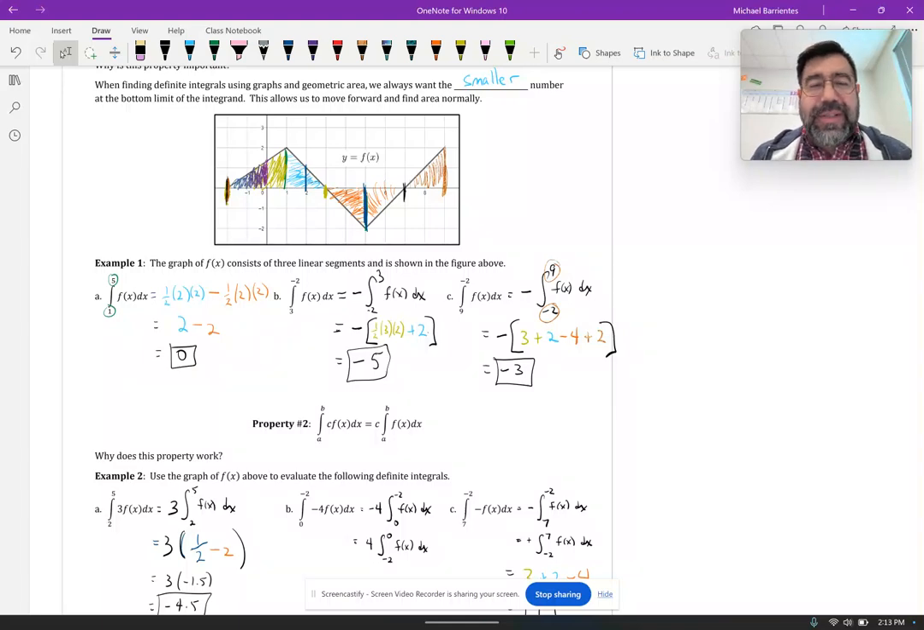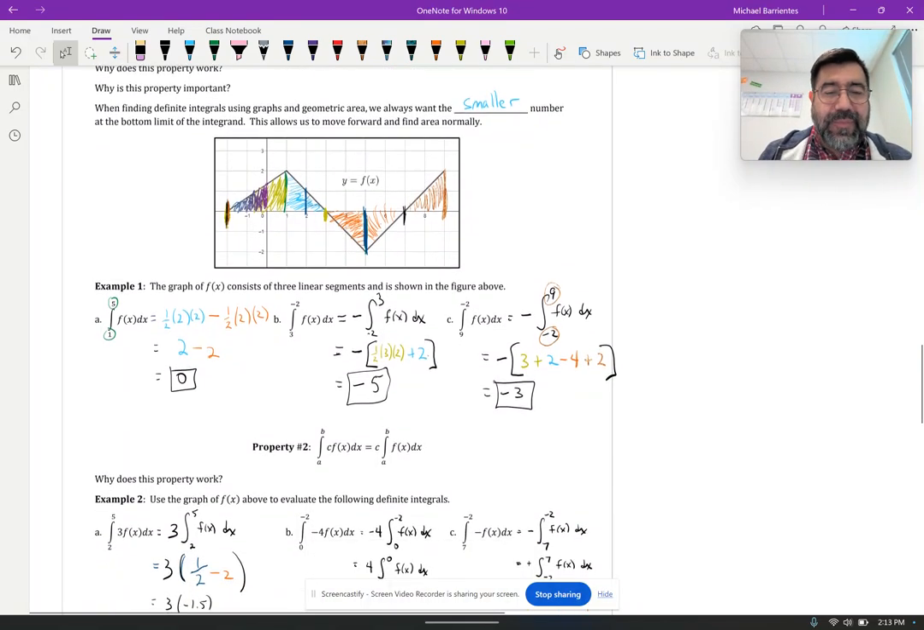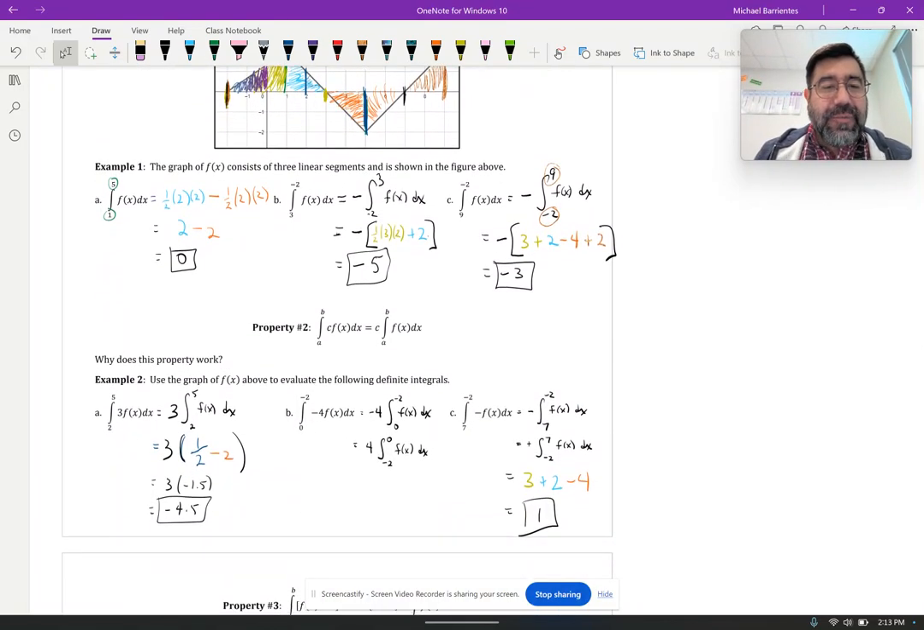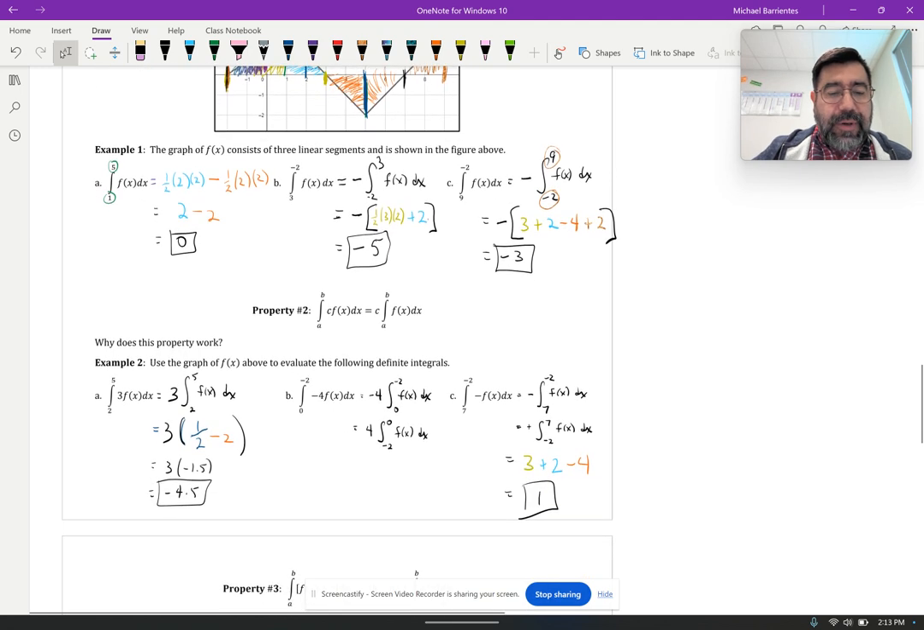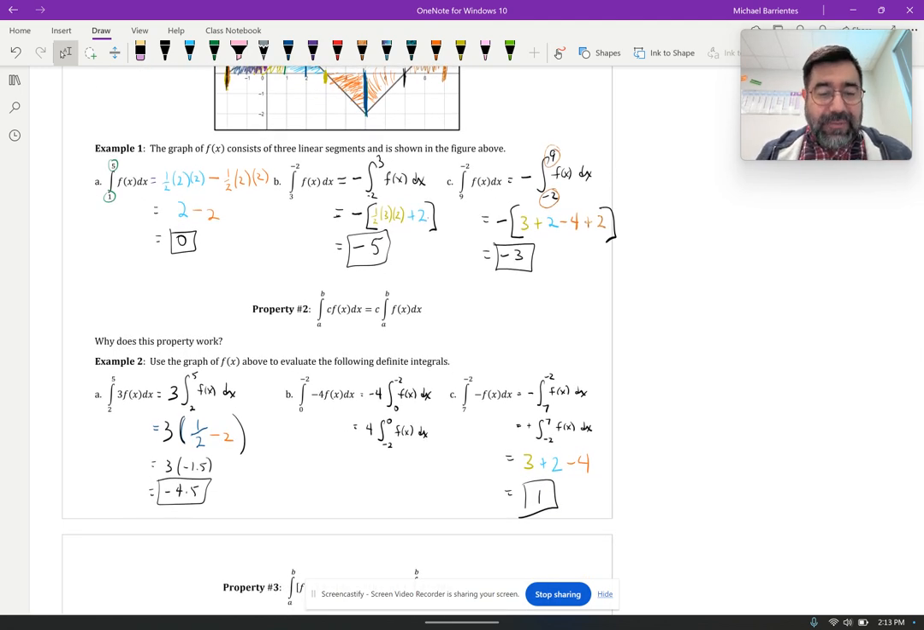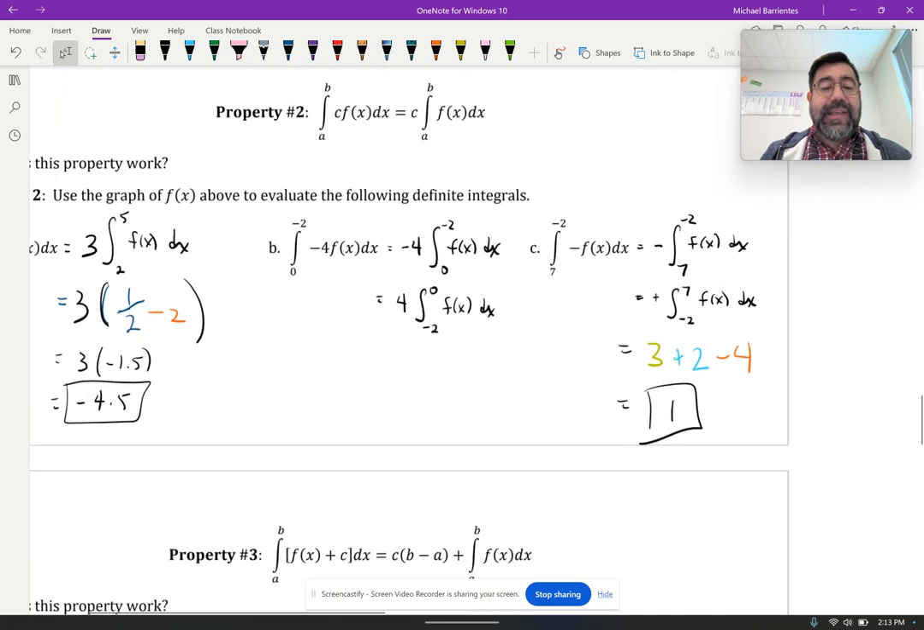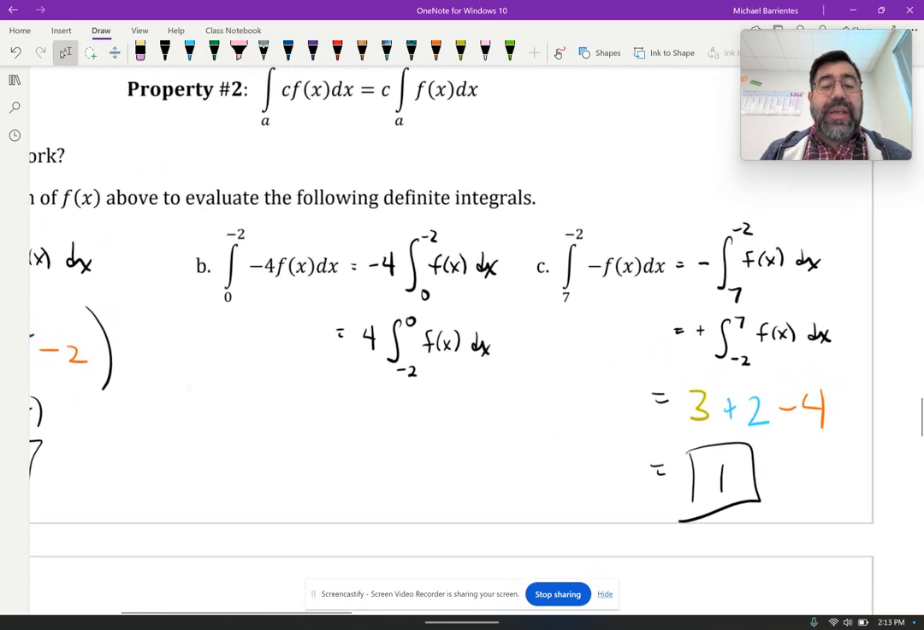Hello, good people. Welcome to the fourth video here of section 6.6. When we last left off, we had talked about two properties that were a consequence of defining the definite integral as the area under the curve of a graph. I had done A and C on property number two.